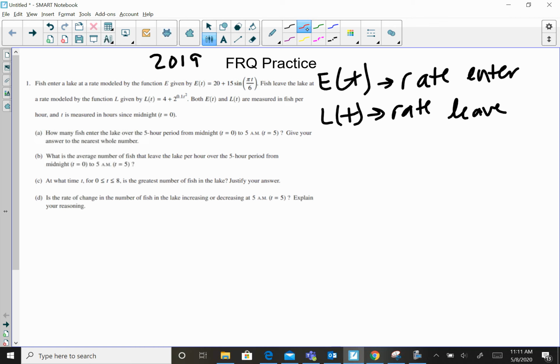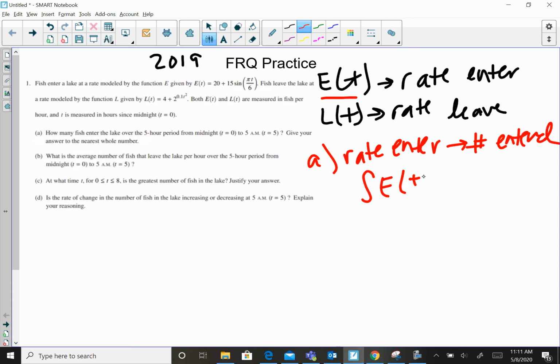Part A. How many fish enter the lake over a 5-hour period? So I'm just talking about enter. Except E is the rate entered, not the number entered. So I want to go from rate entered to number entered. You do that by integrating. So I'm going to integrate E of t dt, going from a rate to an amount, from 0 to 5. And you have a calculator, so just put that in your calculator. You're going to use Math 9. Do not bother integrating that by hand.